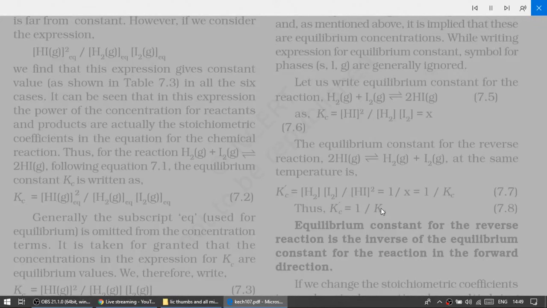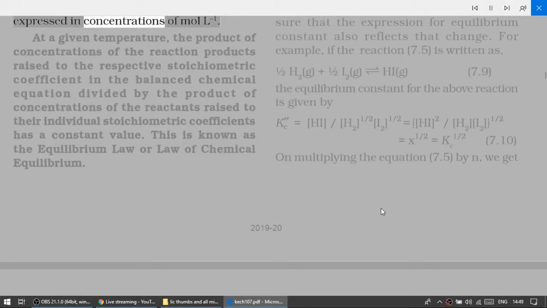The subscript c indicates that Kc is expressed in concentrations of mol/L. At a given temperature, the product of concentrations of the reaction products raised to the respective stoichiometric coefficient in the balanced chemical equation divided by the product of concentrations of the reactants raised to their individual stoichiometric coefficients has a constant value. This is known as the equilibrium law or law of chemical equilibrium.